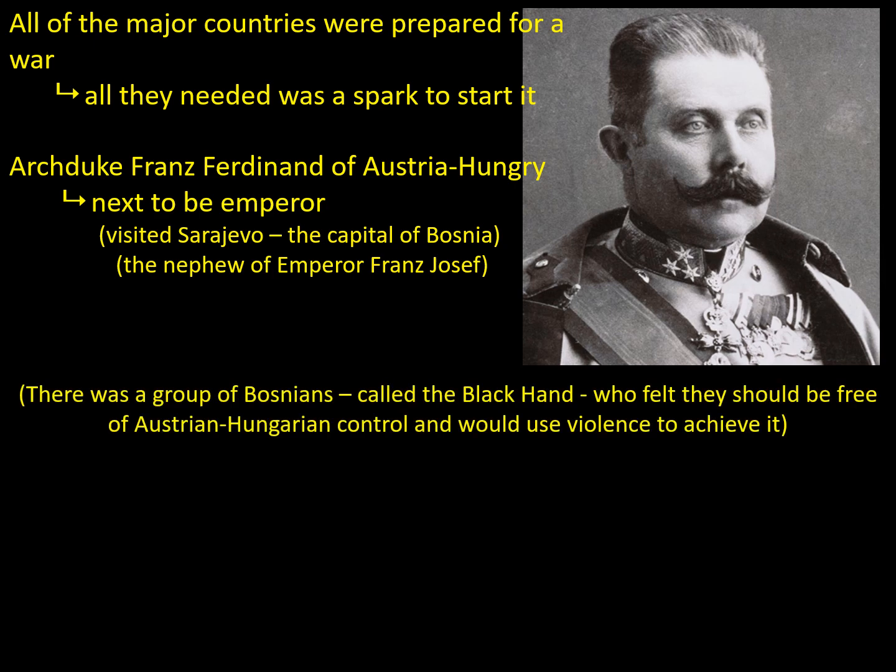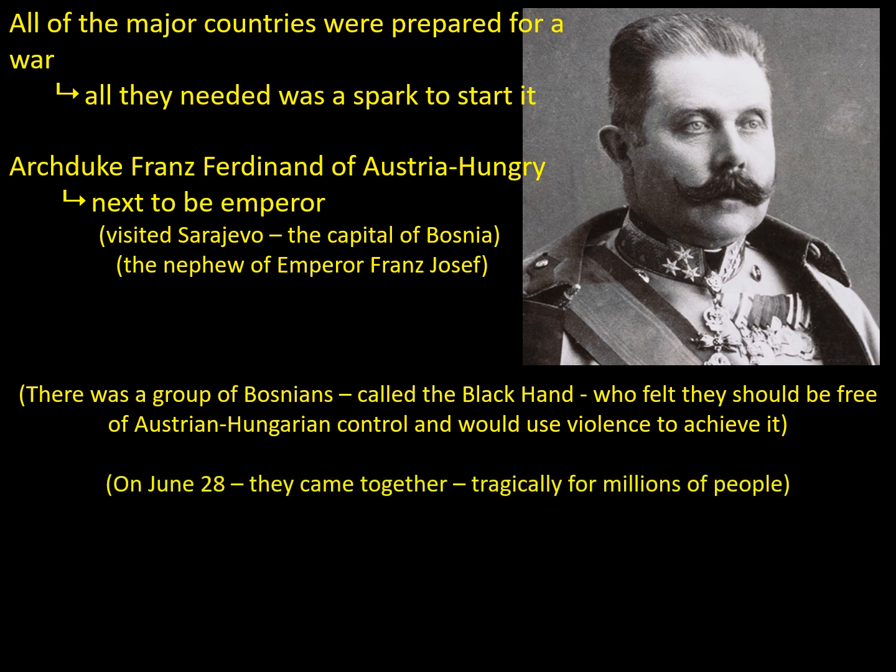They were a group of Bosnians called the Black Hand who felt they should be free of Austria-Hungarian control and would use violence to achieve it. On June 28, 1914, they came together, tragically for millions of people.